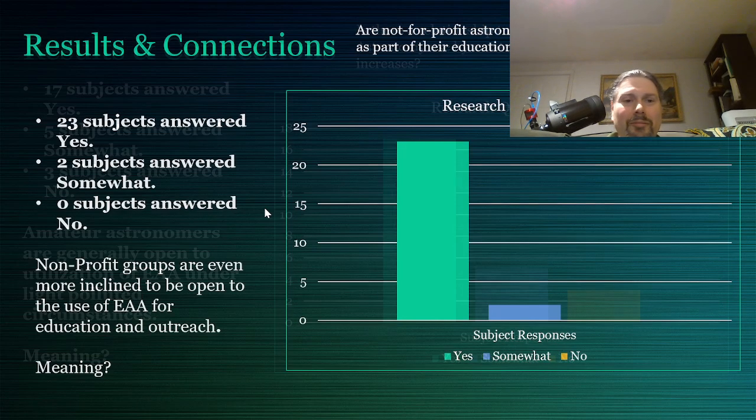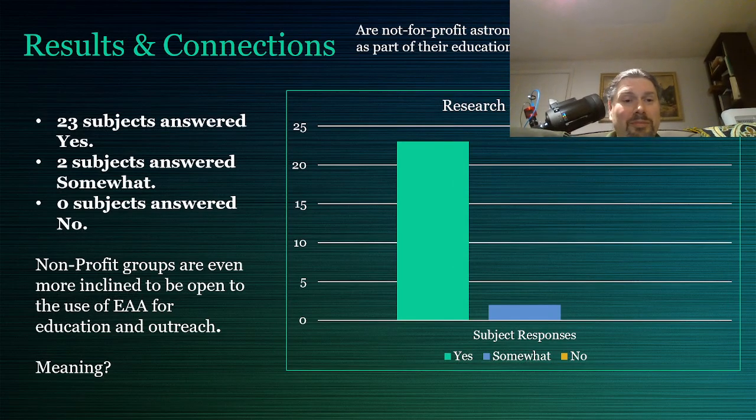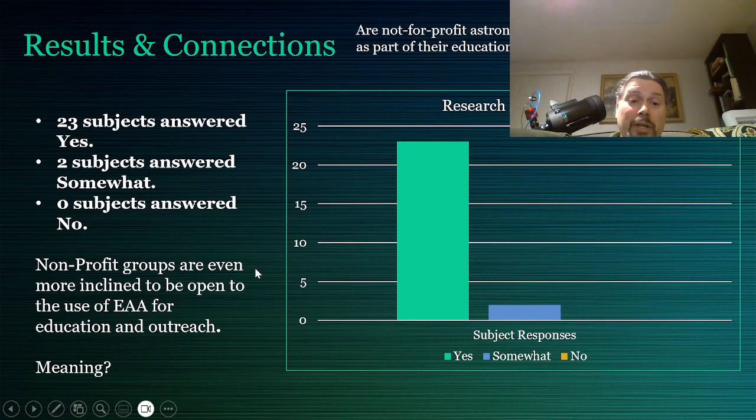Again, are nonprofit astronomy organizations using EAA as part of their educational outreach programs? Out of 25, 23 said yes. Two subjects answered somewhat, and nobody answered no, which is pretty interesting. So basically, leaning towards the nonprofits being inclined to use this, particularly in the more modern posts. After COVID, this seems to have picked up quite a bit more.